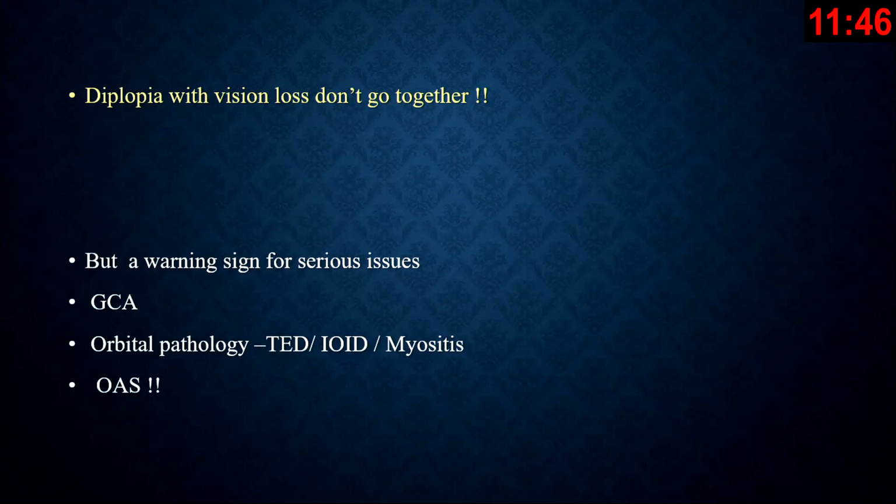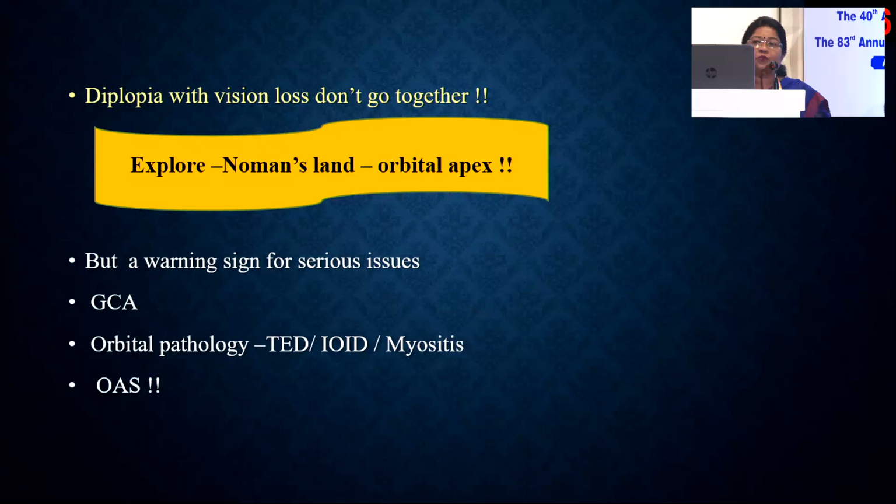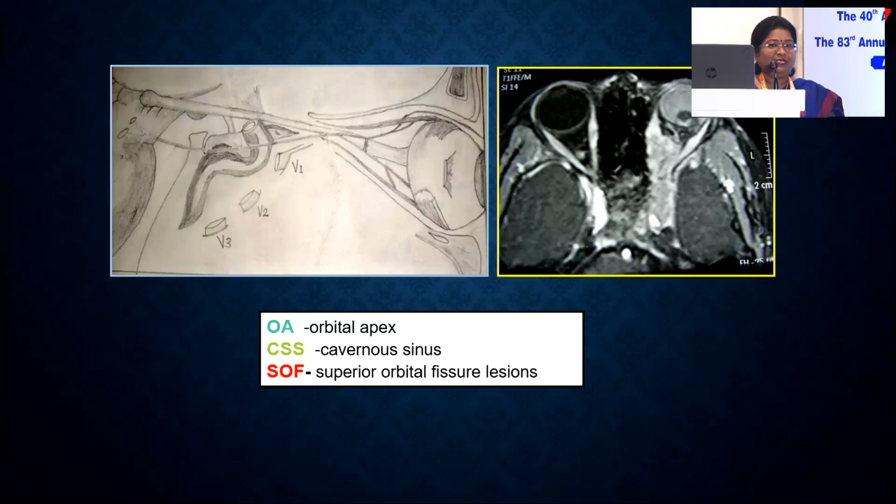So I asked Rashmin, what should I cover? This is not a very comfortable topic. He said, just start exploring the no man's land, the orbital apex. So this is my topic today. What are the warning signs for these serious issues? It can harbor serious systemic diseases like giant cell arthritis, and many orbital pathologies like thyroid eye disease, IIOID or myositis. My previous speakers have narrated a few of them. Let me restrict my talk to the orbital apex.